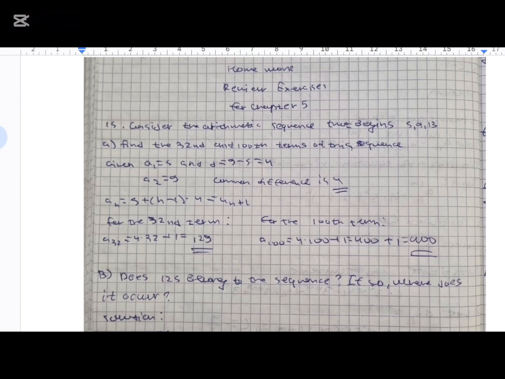I'm sorry, there's a little mistake. I mean, right here, 4 multiplied by 100 plus 1 will be 401, not 400.